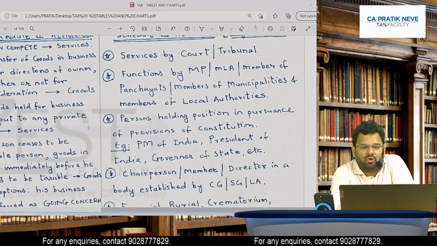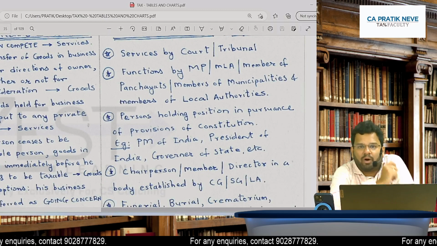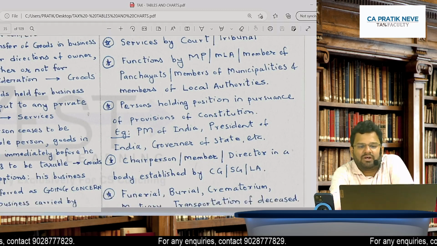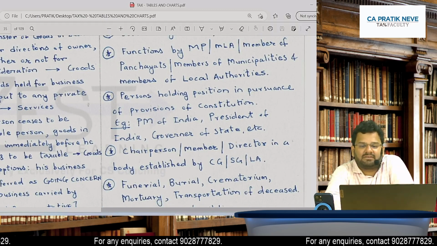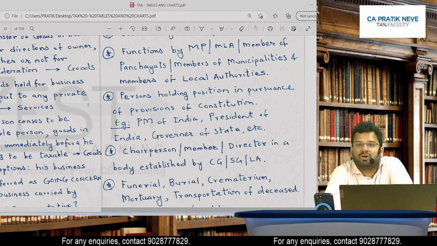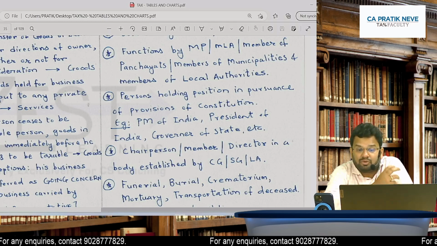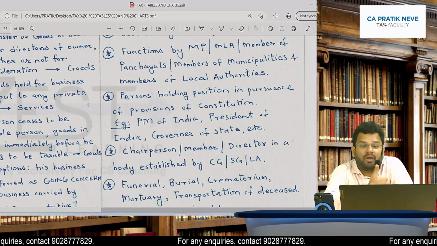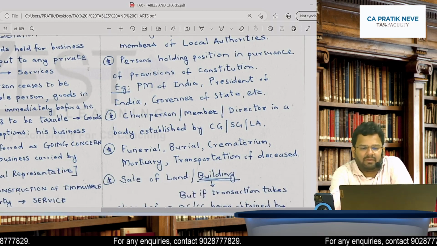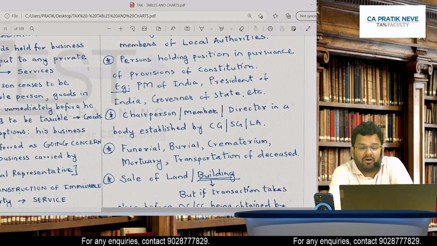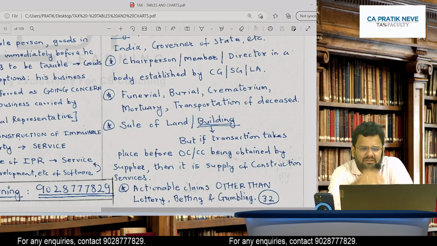So services by court, tribunal; here I have given you important points in schedule 3. Functions by member of parliament or MLA or members of panchayats, members of municipalities and members of local authorities. Persons holding position in pursuance of provisions of the constitution, means honorable Prime Minister of India, President of India, Governor of a state. All this is not supply of service, neither supply of goods. Then obviously funeral services, etc., etc.